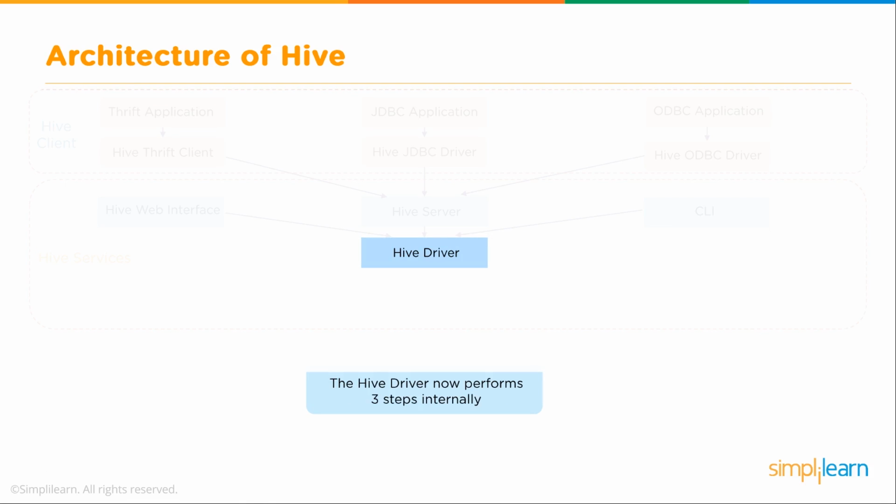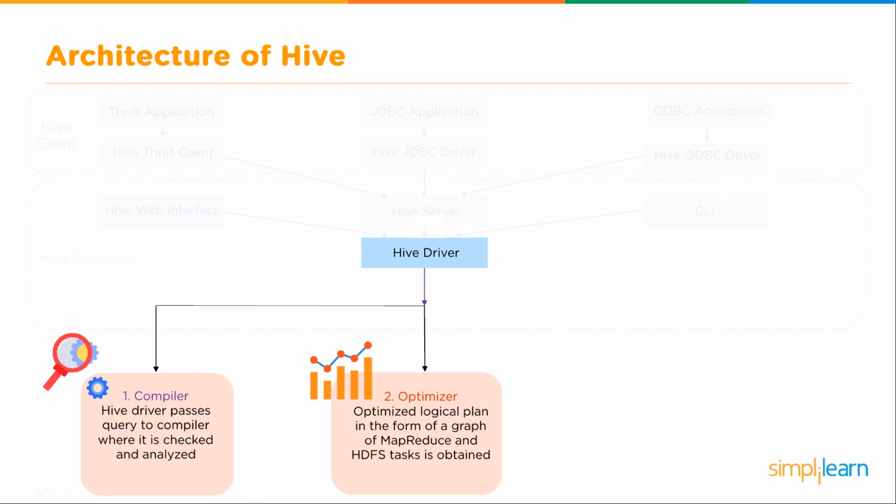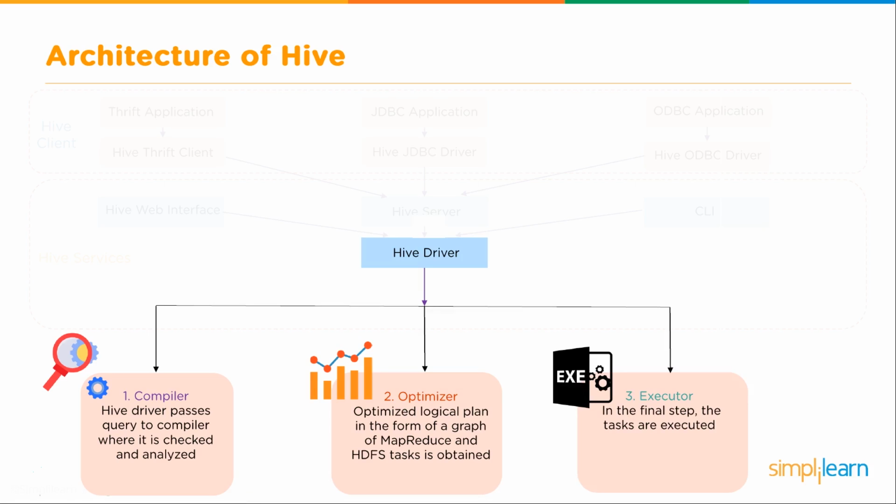Let's take a closer look at the Hive driver. The Hive driver now performs 3 steps internally. One is a compiler. Hive driver passes query to compiler where it is checked and analyzed. Then the optimizer kicks in, and the optimized logical plan in the form of a graph of MapReduce and HDFS tasks is obtained. And then finally, in the executor, in the final step, the tasks are executed.